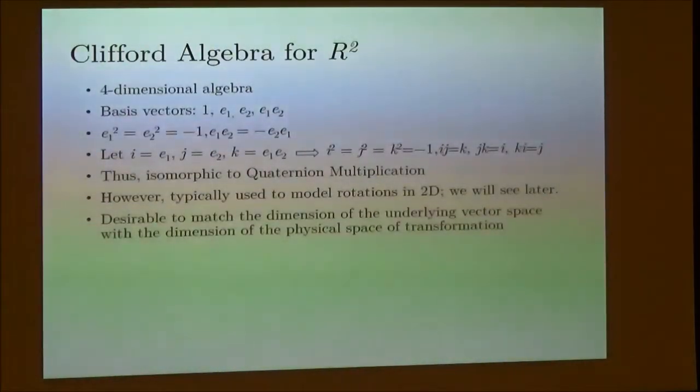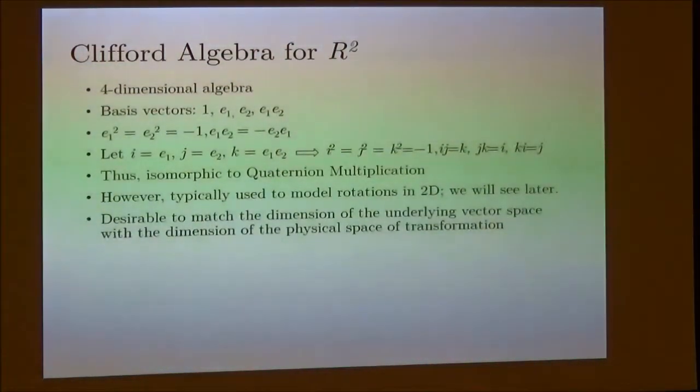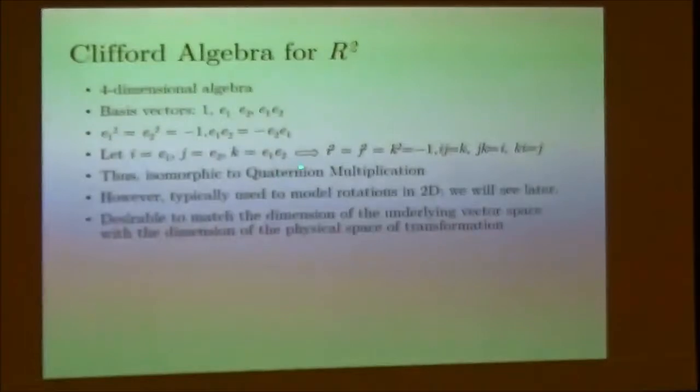What about for R2? Well, for R2, we have a four-dimensional Clifford algebra. What are the basis vectors? We have 1, E1, E2, and the product E1 times E2. What are the rules? E1 squared is minus 1, E2 squared is minus 1, and E1 times E2 should be equal to minus E2 times E1. If we set E1 to be i, E2 to be j, and E1E2 to be k, essentially we get the same rules that we had for the quaternion basis. We get exactly the same rules, which means that the Clifford algebra for R2 is isomorphic to the quaternion multiplication. But we do not really use this for the quaternion multiplication.